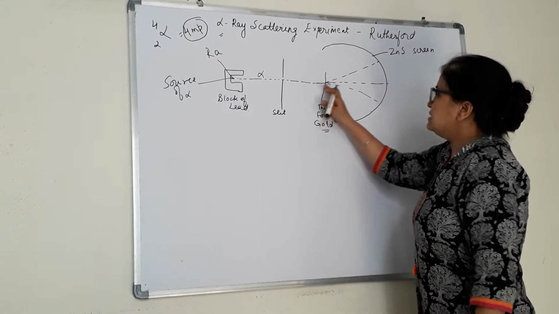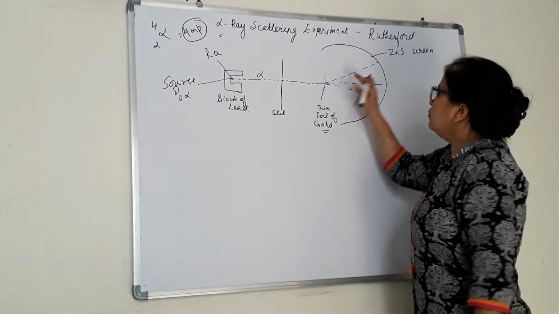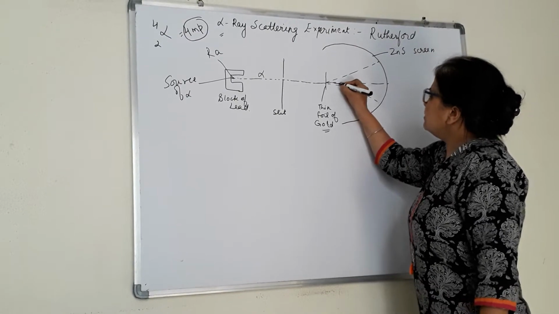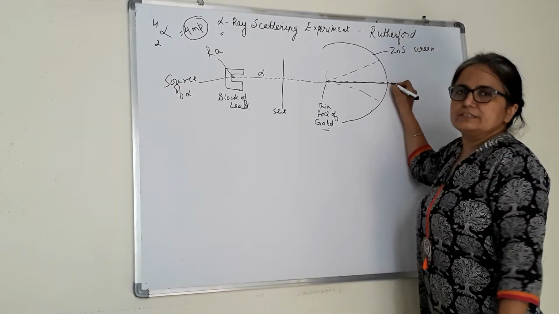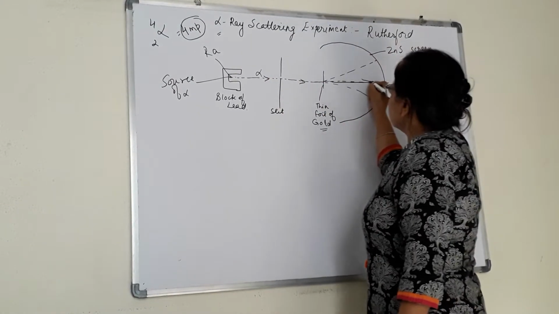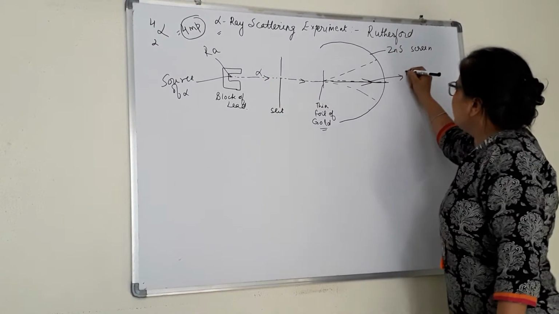So when these alpha particles were hitting the gold foil, it was observed that most of them passed straight. Most of them were coming like this. Most of them passed straight. How many of them?